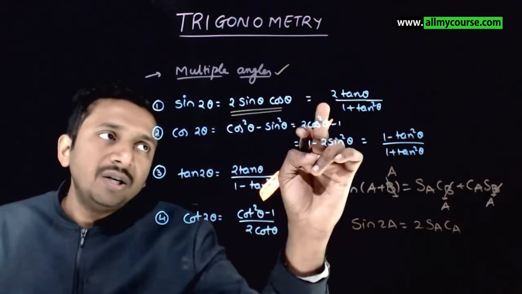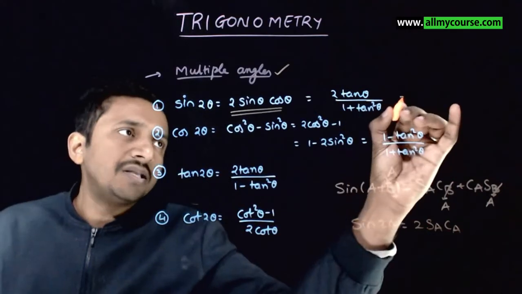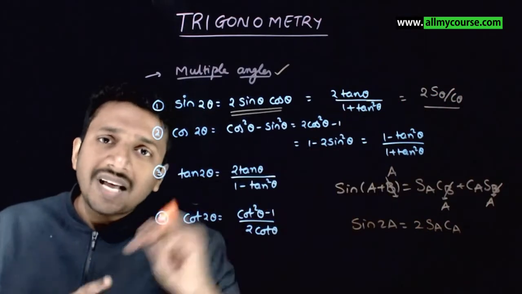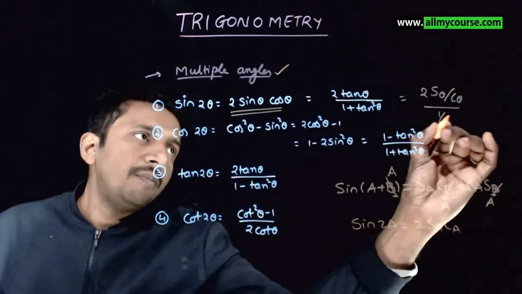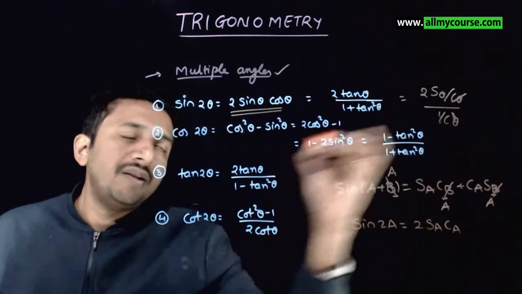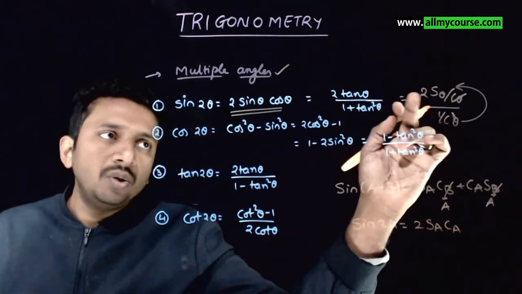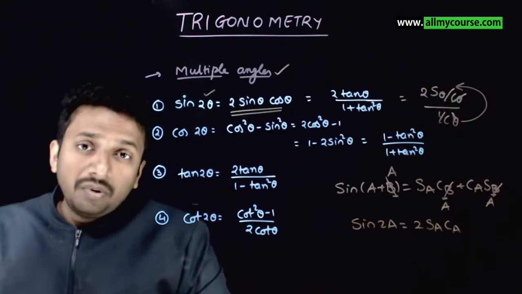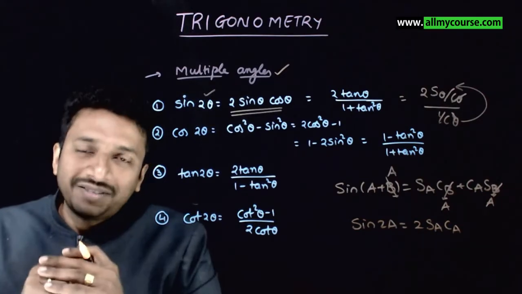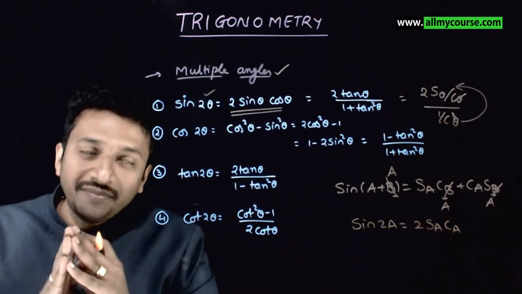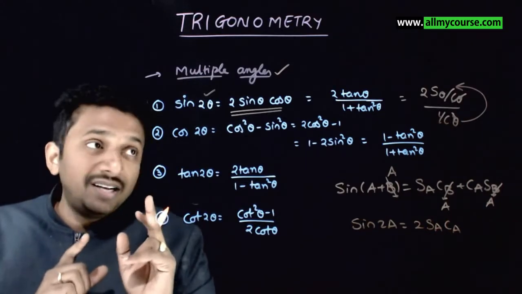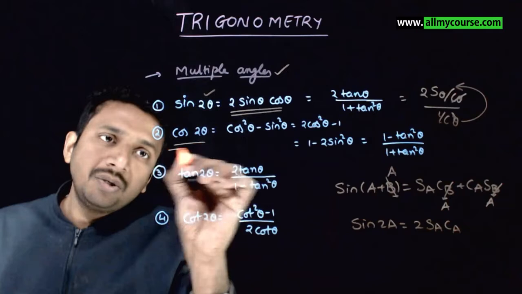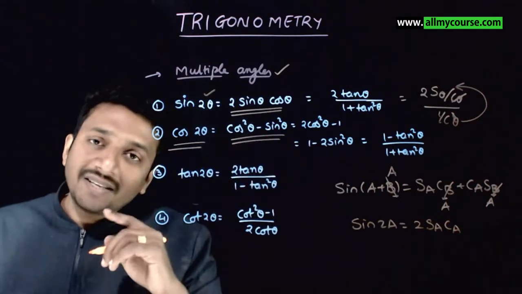This can also be written as 2 tan theta by 1 plus tan square theta, because 2 sin theta by cos theta is tan theta, and 1 plus tan square theta is nothing but secant square theta, so 1 by cos square theta. One cos theta will get cancelled, cos theta will go up. So 2 sin theta cos theta is nothing but sin 2 theta. So for sin 2 theta, you have two formulas. The first is 2 sin theta cos theta, and the other is 2 tan theta by 1 plus tan square theta.